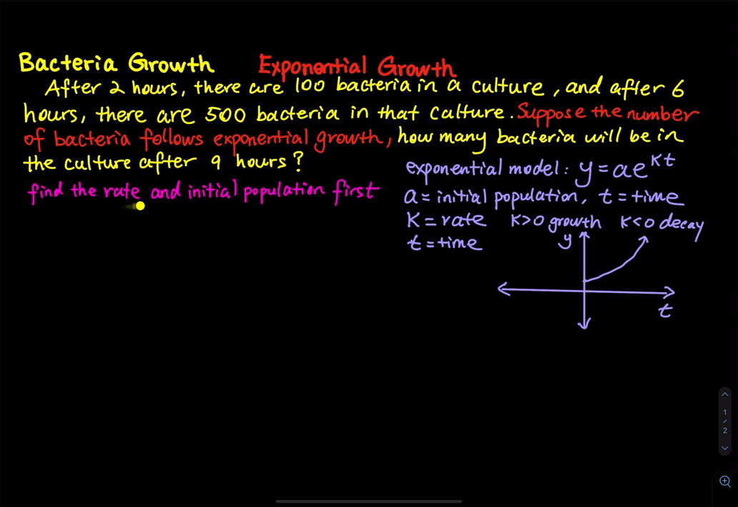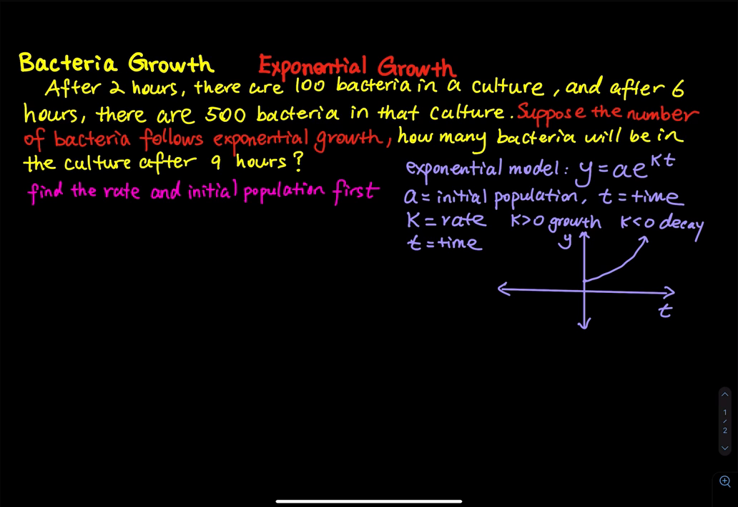I said find the rate and the initial population first. I gave you 2 hours, 100 bacteria, 6 hours, 500 bacteria. I didn't give you how many bacteria there are initially. That means when time is equal to 0, at the very beginning, how many bacteria are in the culture? I didn't give you that. I want you to find out, so we have to do a lot of work.